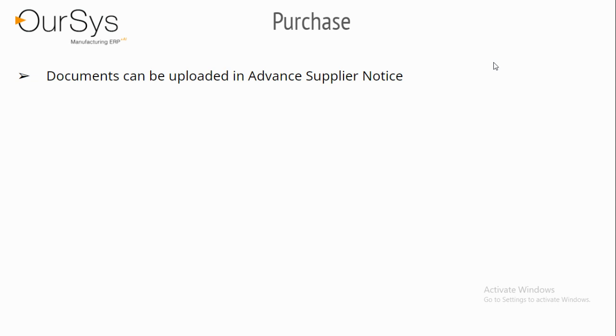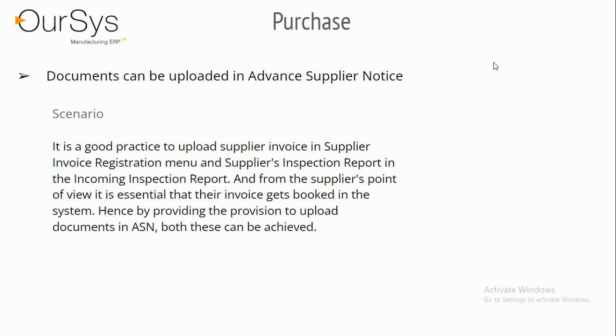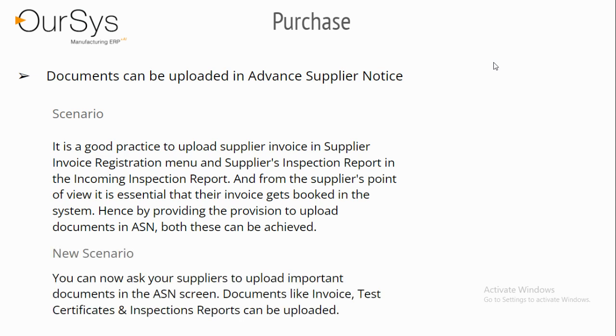The next change we have done is in the purchase, in the advanced supplier notice, that is the ASN, which is available for the clients who have taken the supplier interface. It's a good practice for the supplier invoice, and the supplier can upload his documents when he is generating an ASN document, and that ASN document is reflected at our end before receiving the material. Now you can ask a supplier to upload and import the documents in the ASN screen, and those documents can be referred to at our end before getting the material.